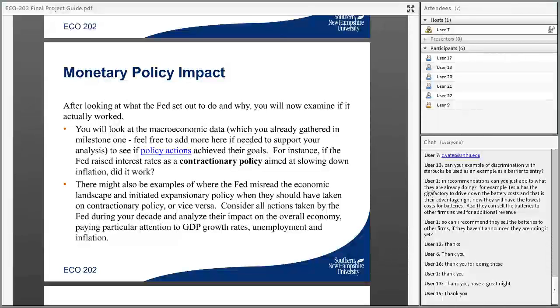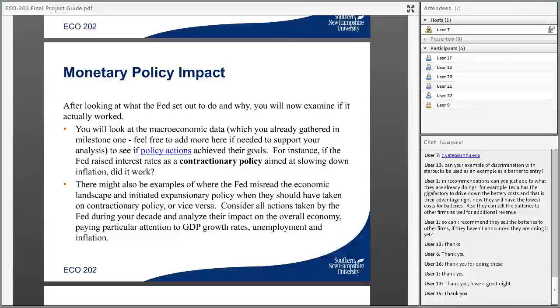So when there was one monetary policy, for example an increase or a decrease in interest rates, what happened to inflation after? Did it affect unemployment? How did the GDP react to those changes? That's what you're going to do in this slide, and that's what you're going to develop in the content. You're going to examine the impact using the data.